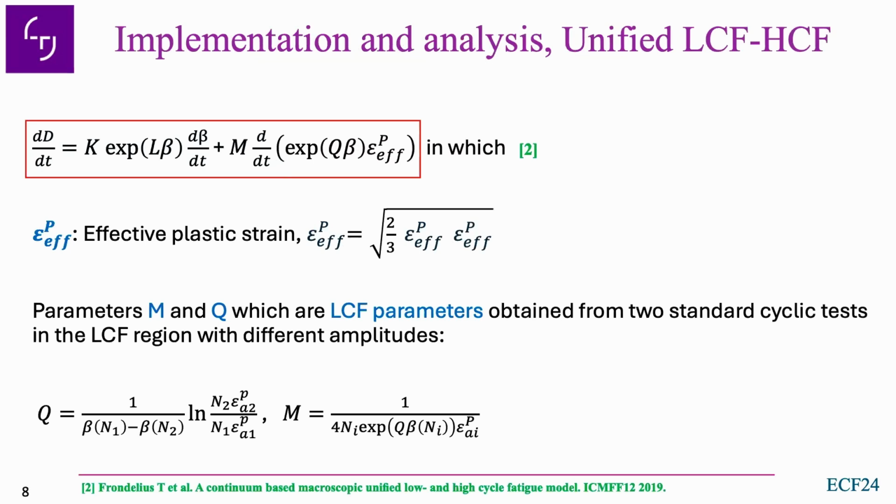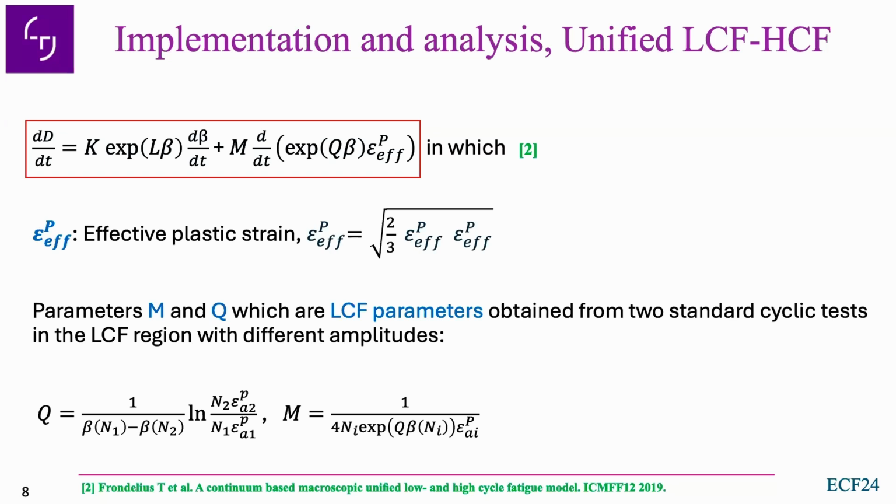As I said before, the original Ottosen equation was related to just high cycle fatigue. We wanted to extend this equation. This term is related to low cycle fatigue. I mean, the left term is related to Ottosen, and the right term is related to low cycle fatigue. In this term, we have M and Q. These are low cycle fatigue parameters that can be calibrated by experimental tests, and epsilon effective P is the effective plastic strain that can be obtained by this equation.